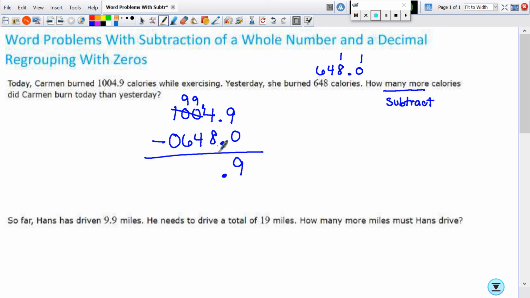Okay, 14 take away 8 is 6. 9 take away 4 is 5. 9 take away 6 is 3. And that 1 is gone. So 356.9 calories is how many more calories she burned.